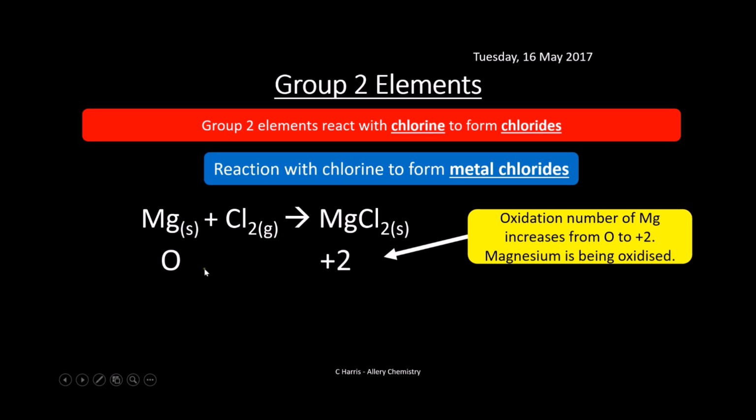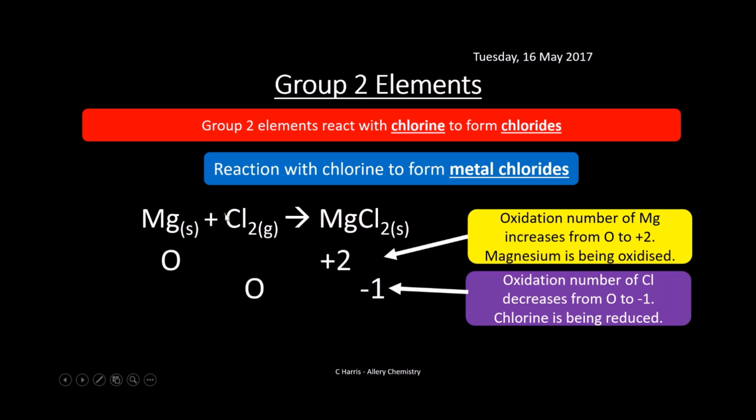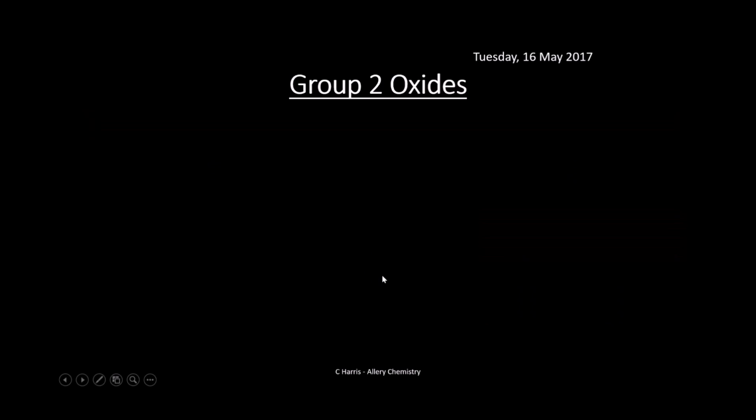Again, look at your oxidation states. Magnesium has been oxidized. We've got an increase in oxidation number. And your chlorine has been reduced. It's gone from Cl2 as an element, remember it's 0, to combined chlorine. Now each individual chlorine is -1, so that's been reduced.